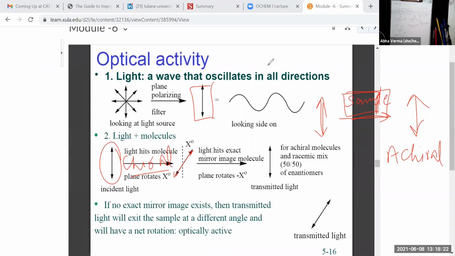So we will see enantiomeric pairs. Chirality will also have enantiomers. Light can either bend to the left or it can bend to your right. So this is my right and this is my left of the plane.